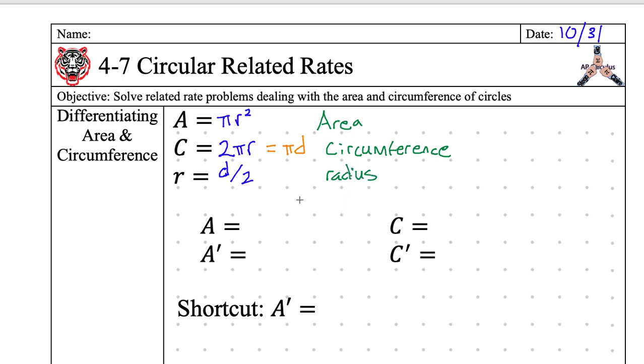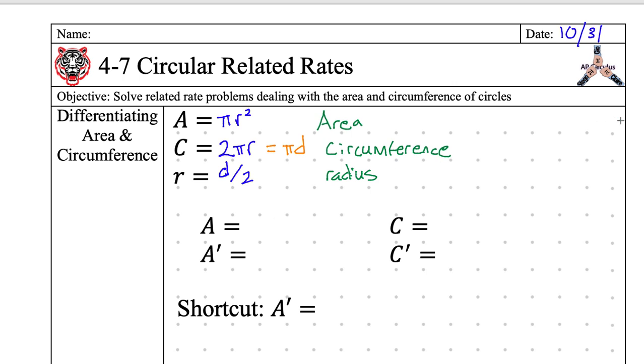So let's talk about what happens when you take the derivative. I'm going to be taking the derivative with respect to time for most of these related rate problems because it's a rate: how far versus how much time. So everything is going to be dt, but we're going to ignore that for now.